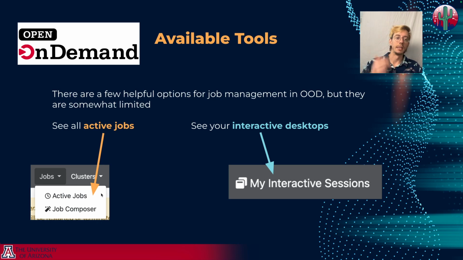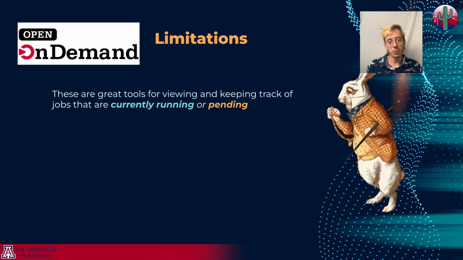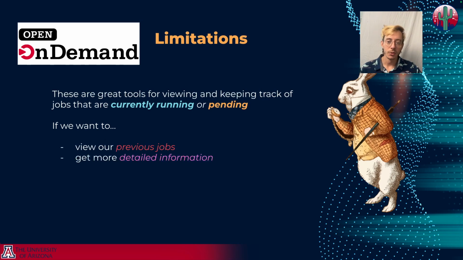Now, of course, this is a little bit limited because it doesn't show you any previous jobs. It just shows the ones that are currently running or waiting in the queue at the moment. And then you can also see your interactive desktops with this button here, My Interactive Sessions. So, limitations. These are great tools for viewing or keeping track of jobs that are currently running or pending in the queue. However, if we want to view our previous jobs, or if we want to get more detailed information, we have to hop on the command line. So this Open On Demand section is pretty short. It's pretty much over. There's a few tools that we can use, but they are a little bit limited.